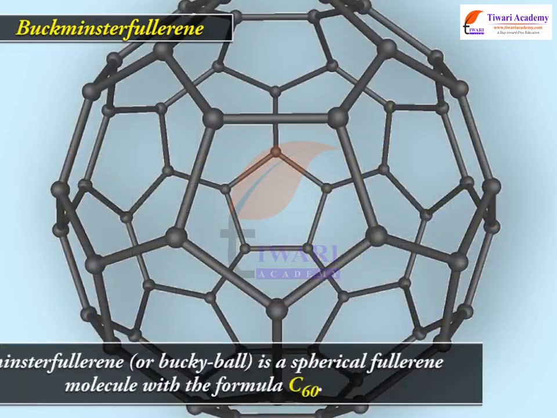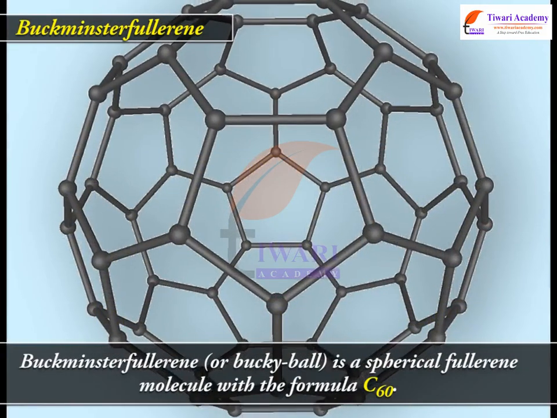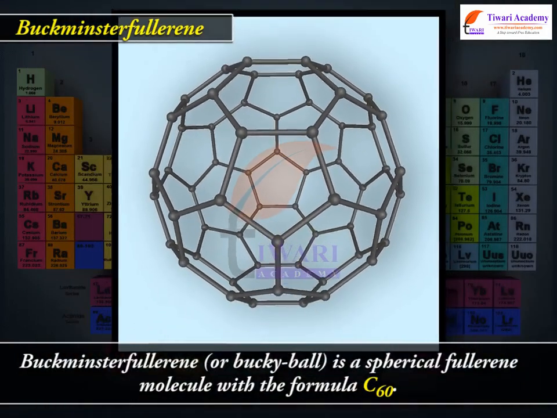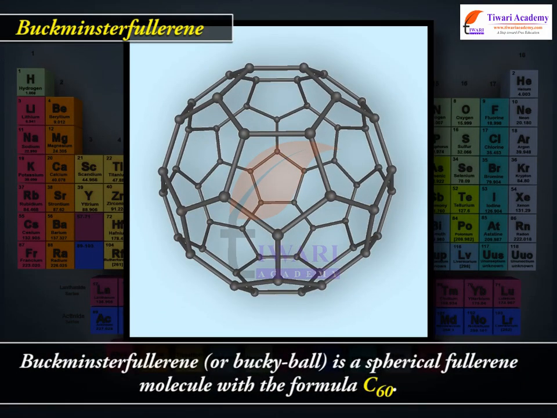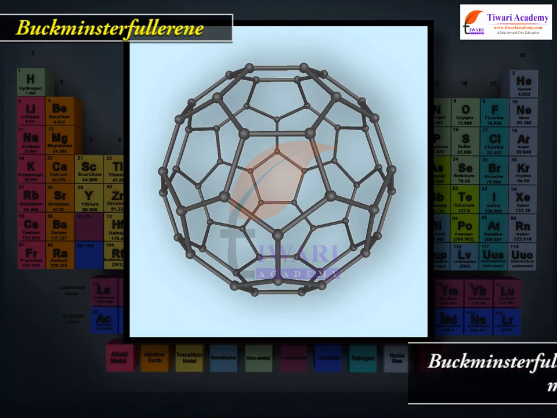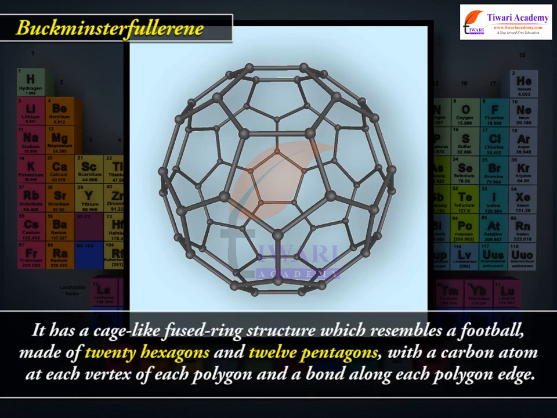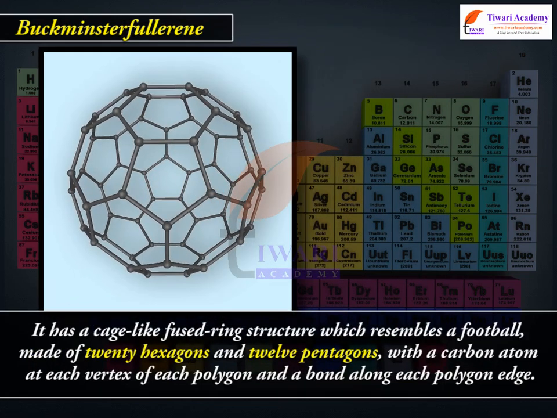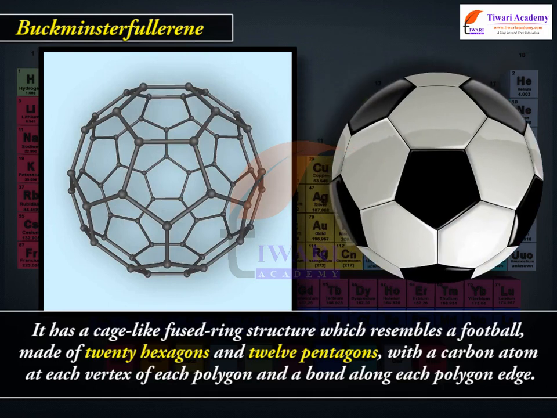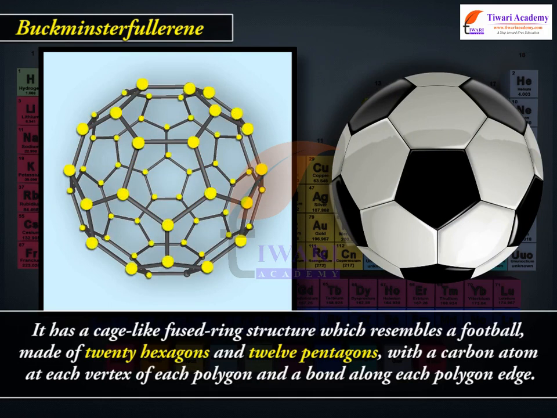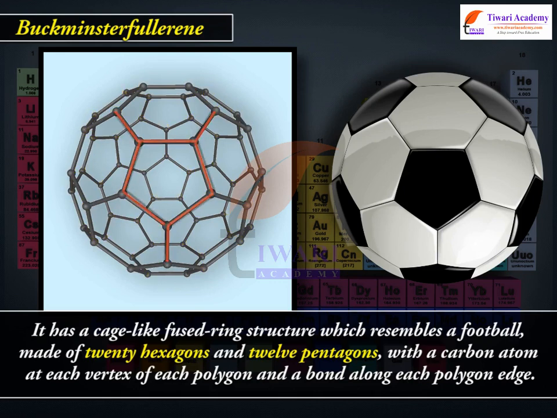Buckminsterfullerene. Buckminsterfullerene or Bucky ball is a spherical fullerene molecule with the formula C60. It has cage-like fused ring structure which resembles a football made of 20 hexagons and 12 pentagons with a carbon atom at each vertex of each polygon and a bond along each polygon edge.